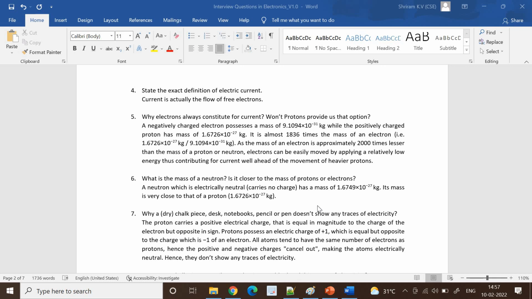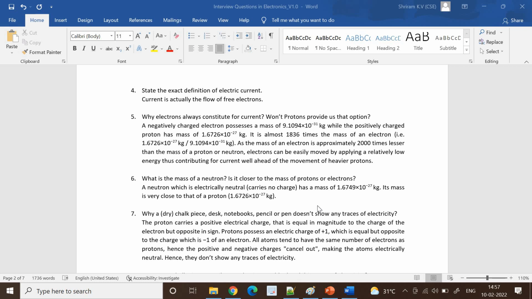A negatively charged electron has a mass of 9.1094 × 10⁻³¹ kg. But on the other side, the positively charged proton has a mass of 1.6726 × 10⁻²⁷ kg. So if you compare, it is almost 1836 times the mass of an electron. That is, when you divide 1.6726 × 10⁻²⁷ kg by 9.1094 × 10⁻³¹ kg, it is almost 1836 times the mass of an electron.